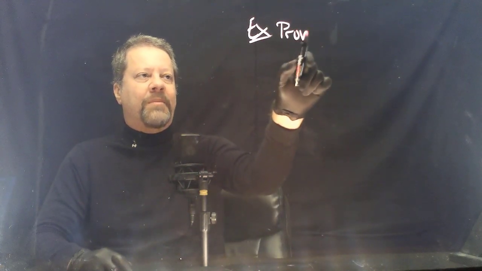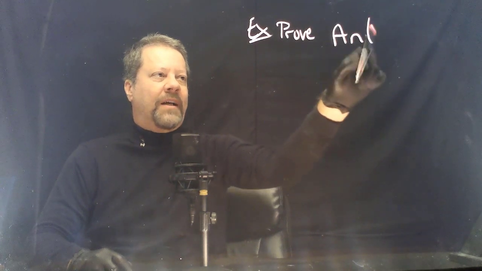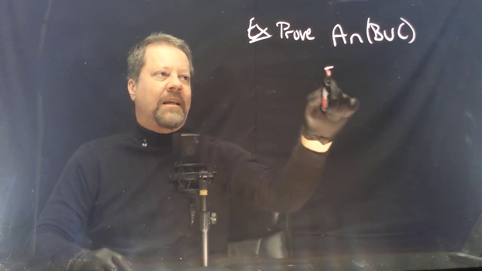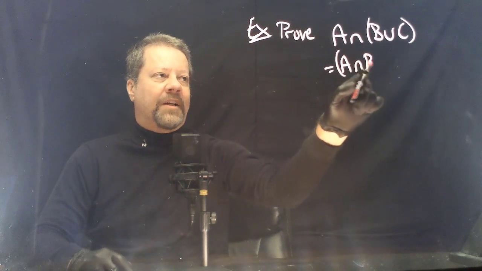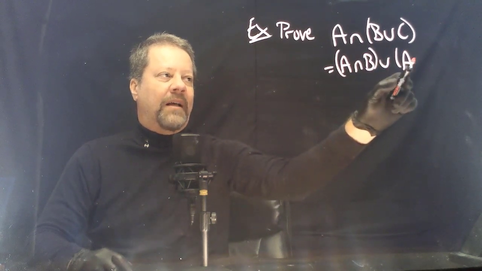In our next example, I want to prove the distributive law. A intersect B union C equals A intersect B union A intersect C.